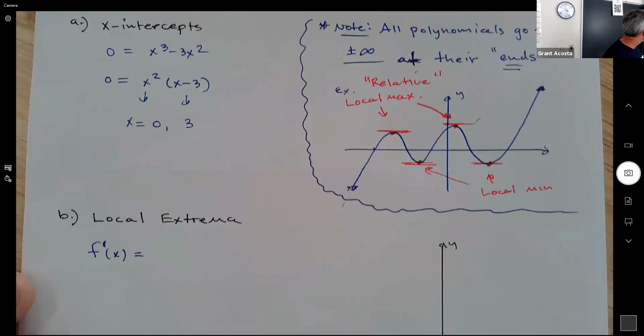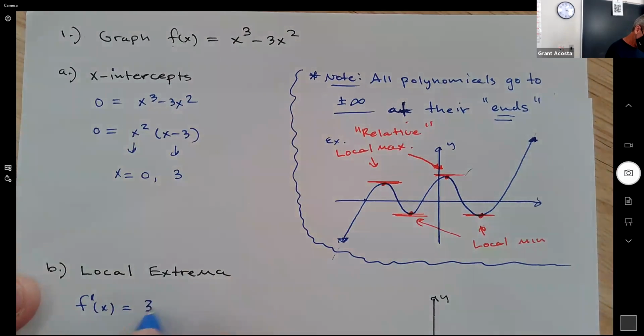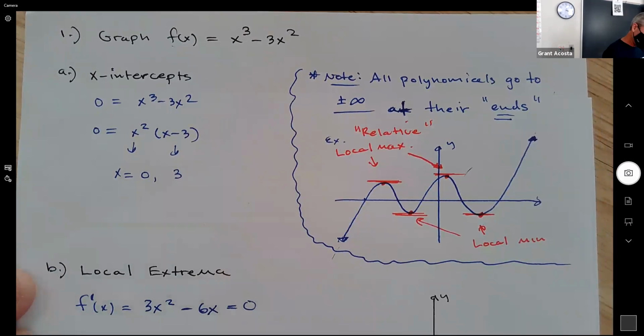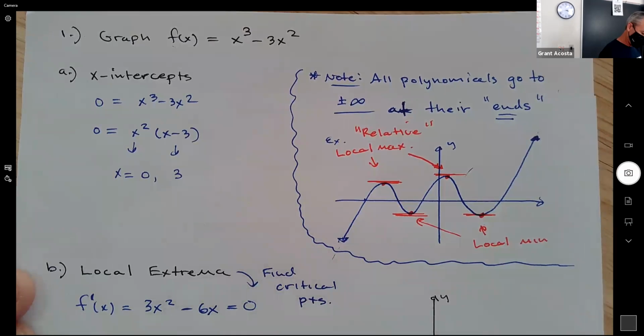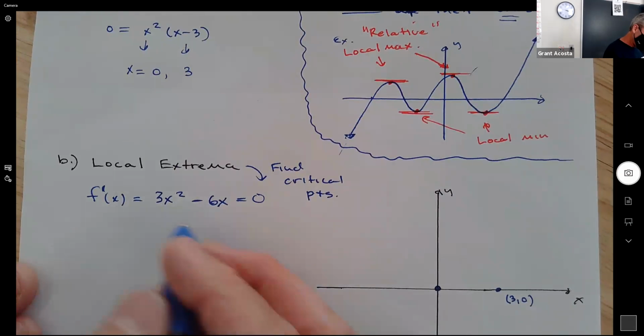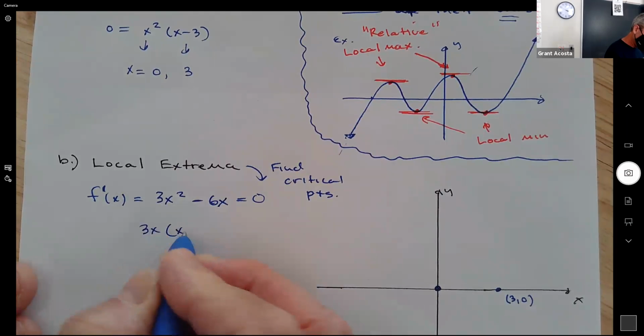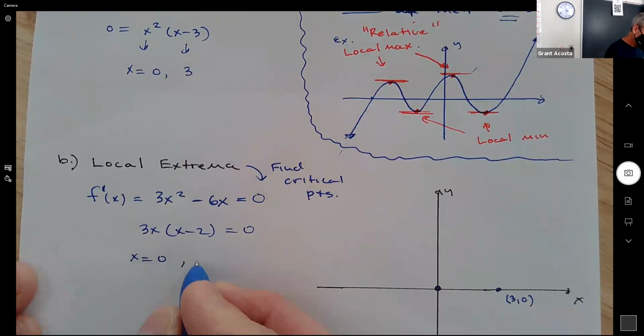You still see the equation. I'll slide it back up here. There it is. Easy derivative, 3x squared minus 6x, and I'm going to set it equal to 0. Find critical points. Here I can factor out a 3x. And so I have two critical numbers here, either x is 0 or x is 2.